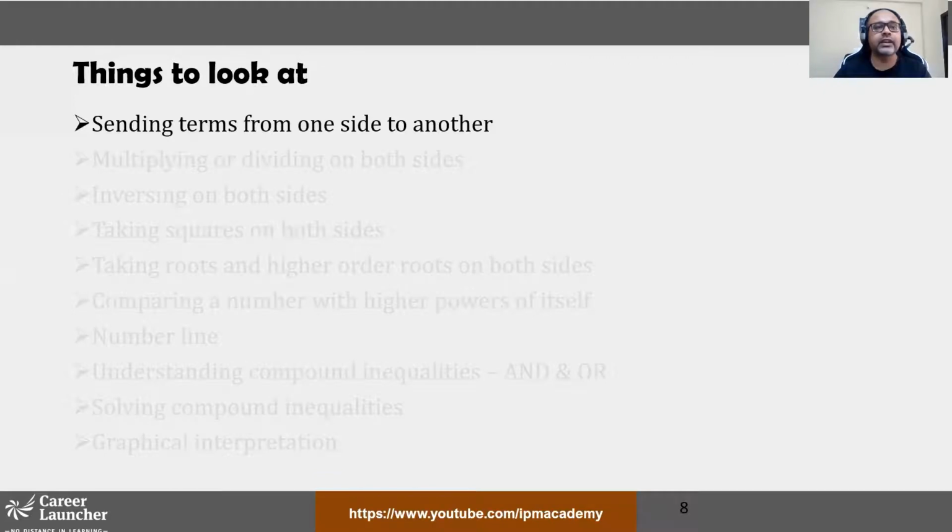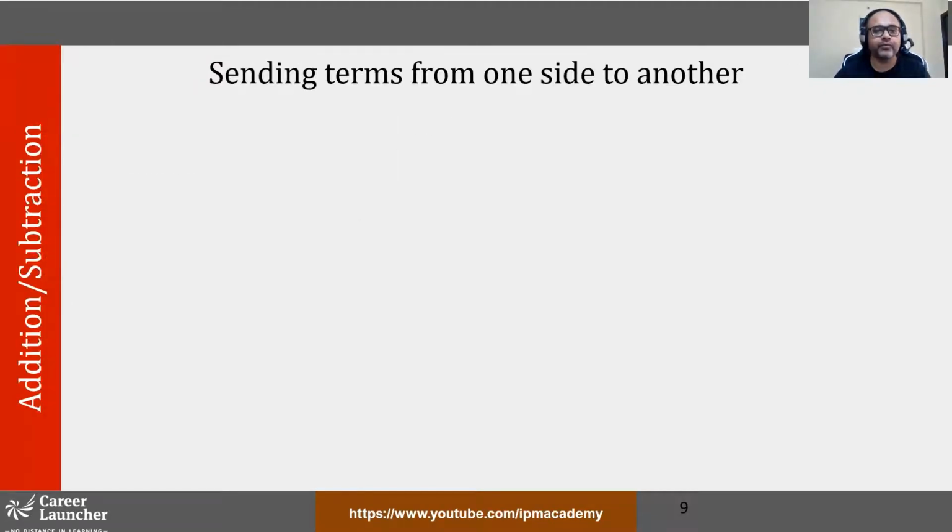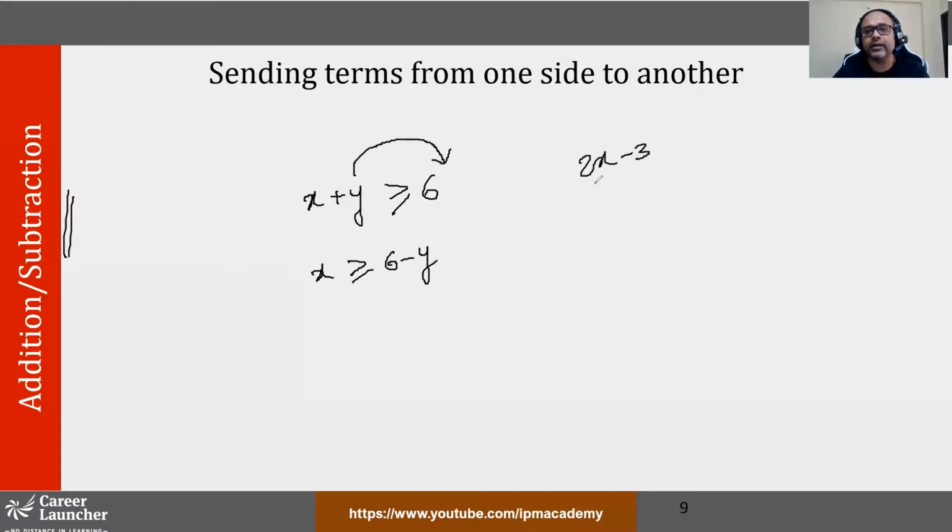So let's start with the first one: sending terms from one side to the other. So this is nothing different from an equation. Now if I have x plus y greater than or equal to 6, when I send something which is adding or subtracting, if you notice, I'm talking about addition and subtraction, it will go to the other side and do the opposite. It is same as an equation. There is no difference. Okay, so I will write x is greater than or equal to 6 minus y. Similarly, if I have 2x minus 3 is greater than or equal to y, then I will write 2x greater than or equal to y plus 3.